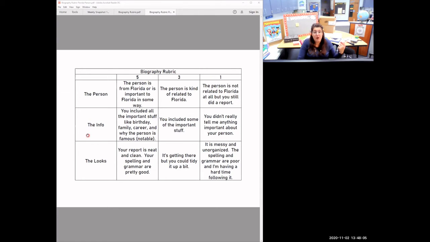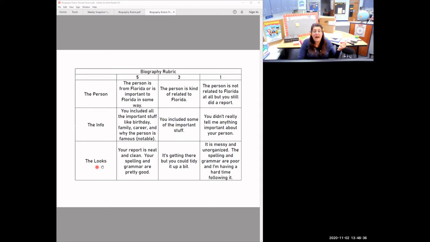And then the next row is called the info. So if you include all the important stuff like birthday, family, career, and why the person is famous or notable, you'll get 5 points. If you include some of the important stuff, you'll get 3 points. And if you didn't really tell me anything important about your person, I'll give you 1 point for your effort.